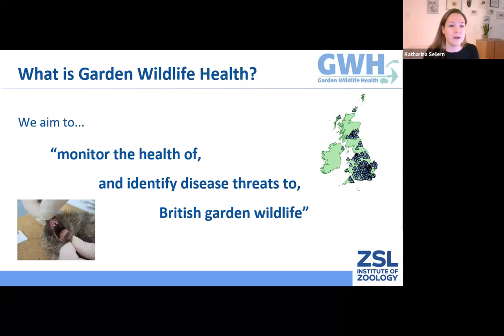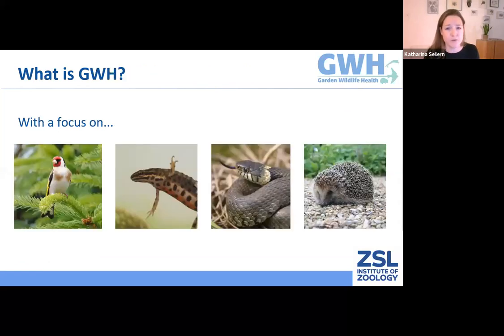And this can vary in scale from providing individual members of the public with advice on what they can do in their gardens to reduce disease spread, up to developing national mitigation strategies to deal, for example, with any invasive species or new pathogens. So the species that we focus on within this project are garden birds and birds of prey, amphibians, reptiles, and also the hedgehog.